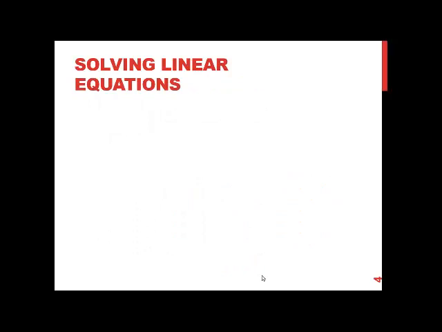So let's look at solving some linear equations. Again, this should be review, but just to refresh it, or maybe if you've struggled, this will give you that click that you've been looking for.